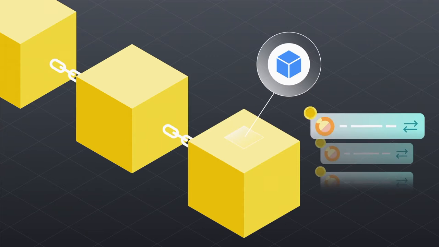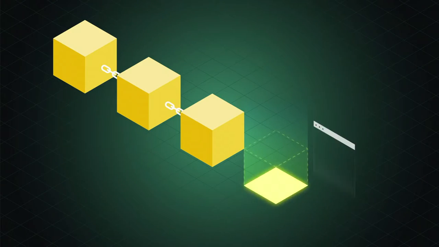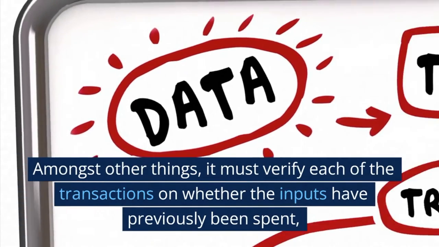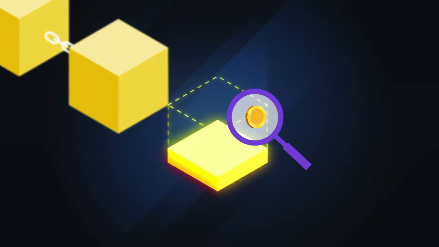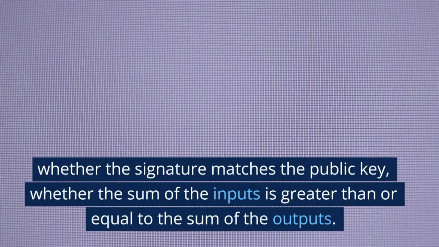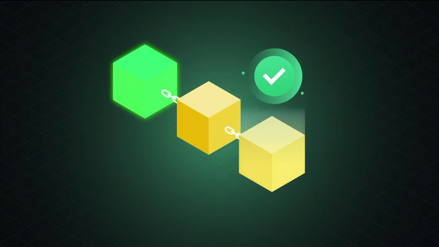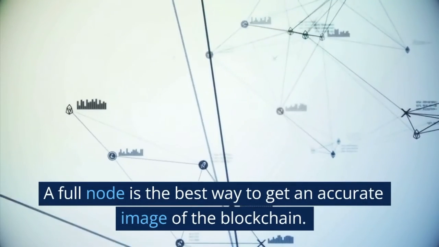So far, when we've talked about nodes, we've been discussing full nodes that have a full copy of all the blockchain's transactions. When a full node receives a block, it will perform checks on the contents of the block, including the timestamp, hash, and difficulty. Amongst other things, it must verify each of the transactions on whether the inputs have previously been spent, whether the signature matches the public key, and whether the sum of the inputs is greater than or equal to the sum of the outputs. If it's satisfied, the node will keep a copy of the block and propagate it to the rest of its peers. A full node is the best way to get an accurate image of the blockchain.